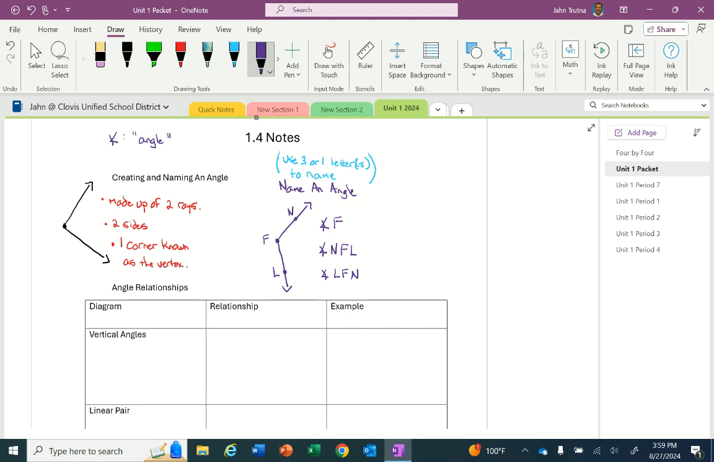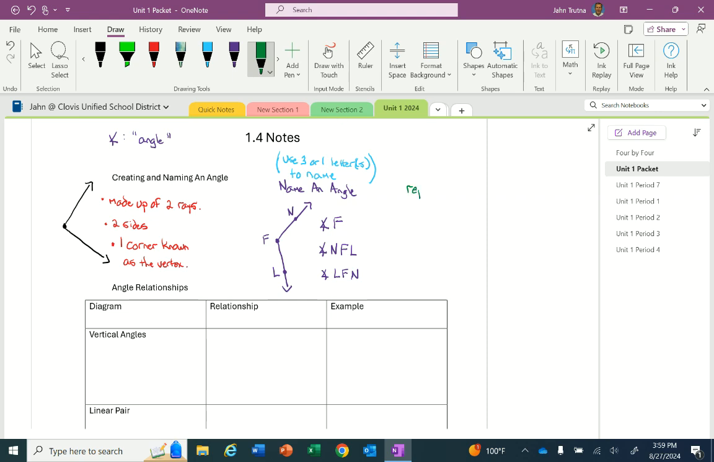Okay, so naming an angle, if you're going to use 1 letter, you always use the letter that's at the vertex. If you're going to use 3 letters, the middle letter has to be the letter that is at the vertex. Okay, now, next thing is, how do we represent an angle?